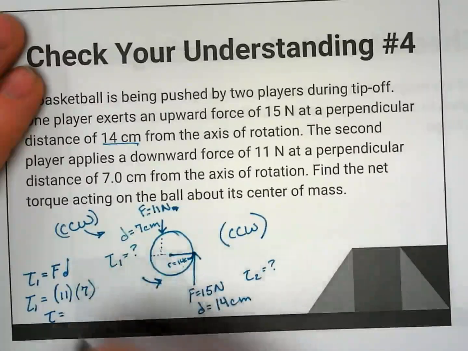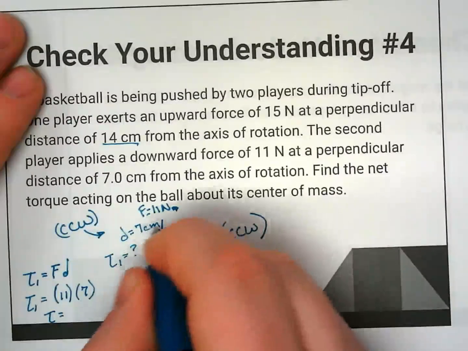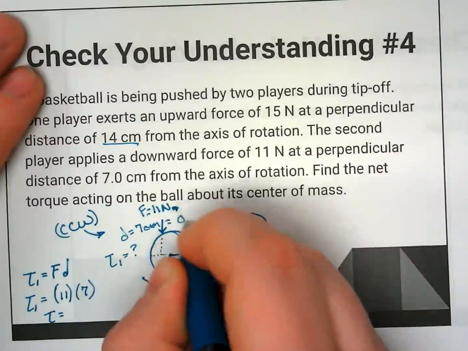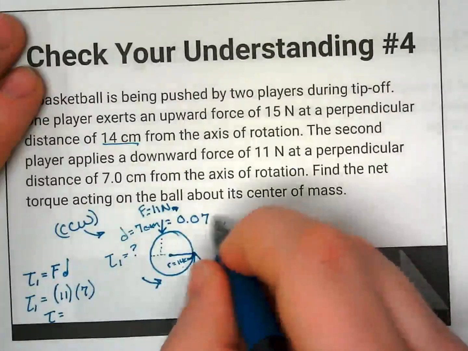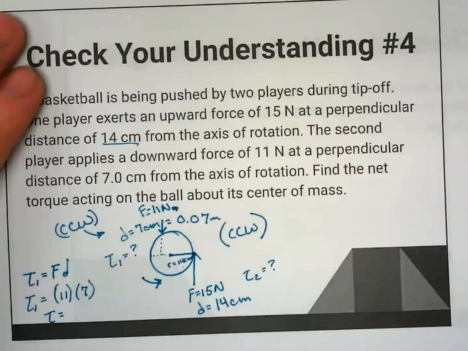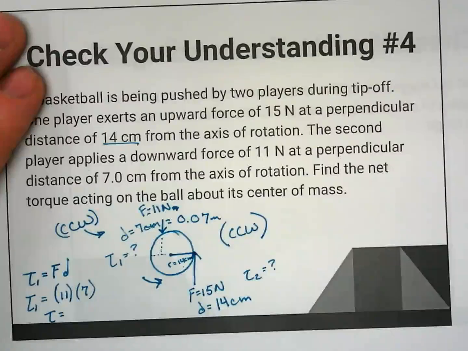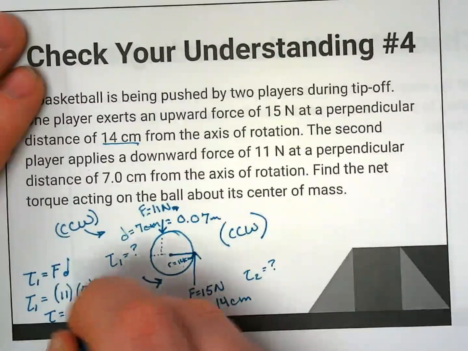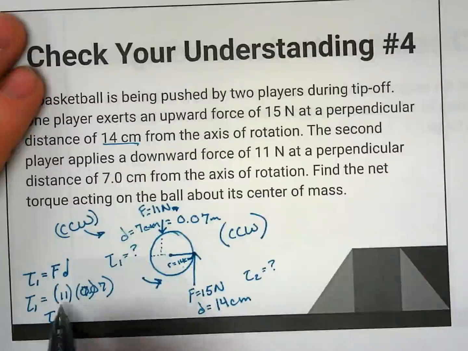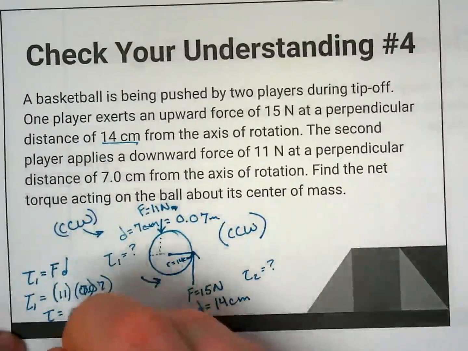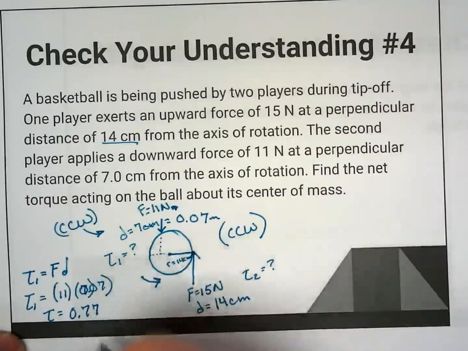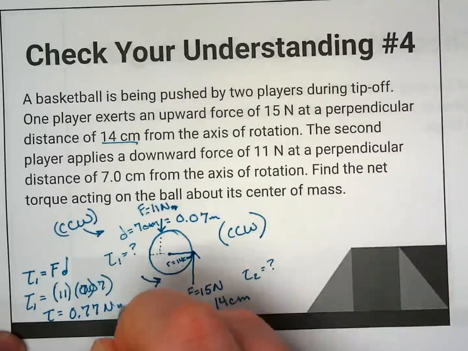Oh, excuse the bell. Oh, and it's not just 7. I almost fell for this. It's not going to be 7, it's going to be 0.07, because we've got to have it in meters. Remember, torque is measured in Newton meters, not Newton centimeters. So 11 times 0.07, my torque is going to be 0.77 Newton meters.